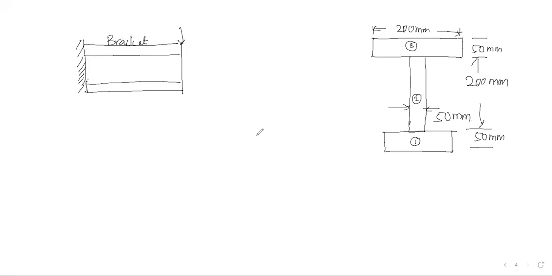Now I have to calculate. They have given that bending moment M is equal to 40 meganewton mm. Okay. This is nothing but 40 into 10 to the power 6 Newton mm. So this is the moment value.